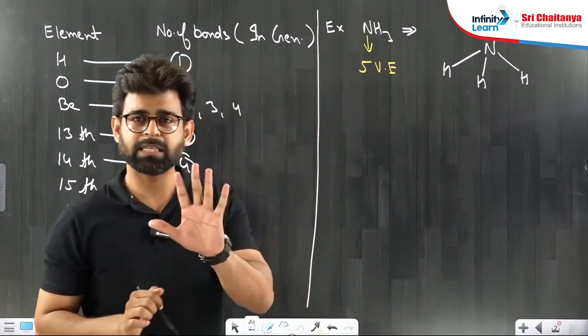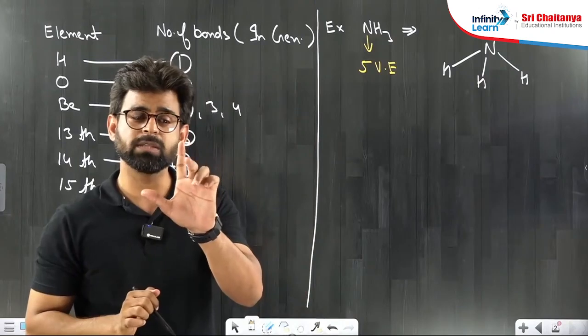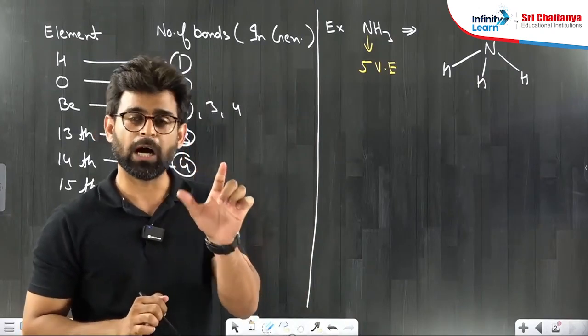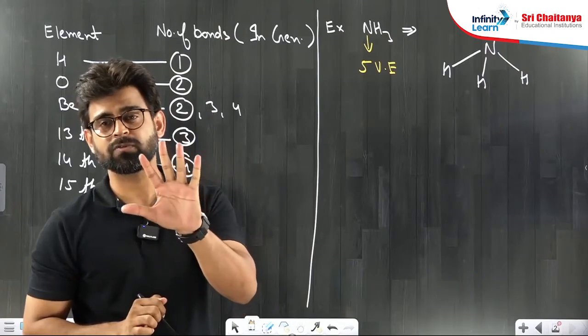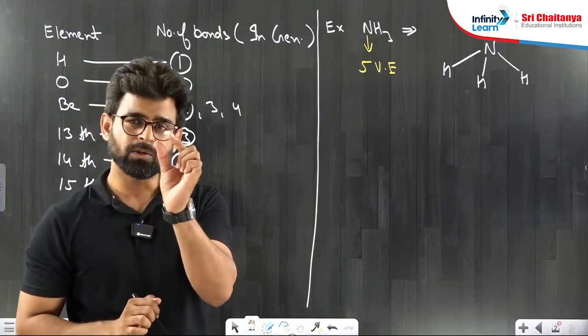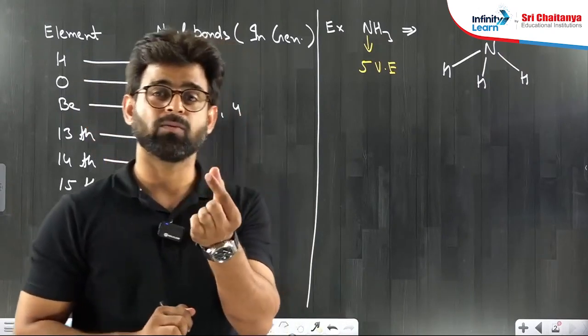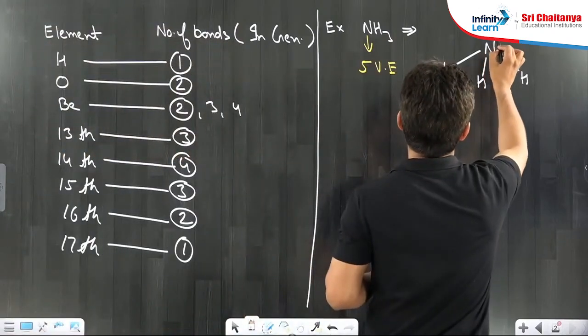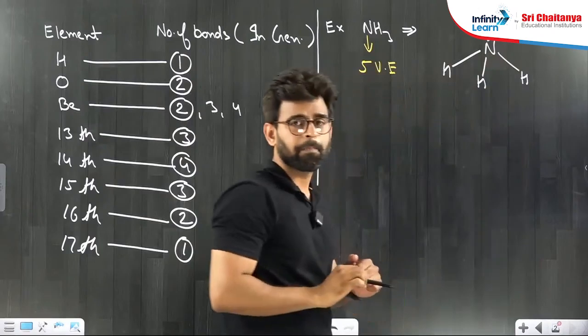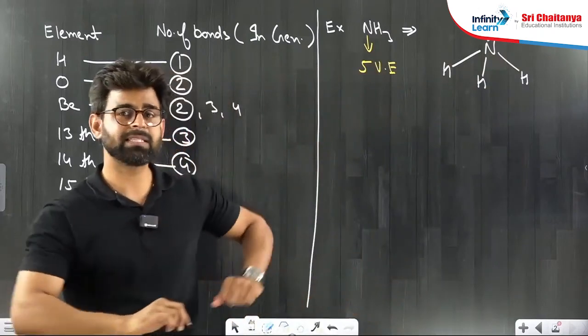Out of five valence electrons of nitrogen, three are used in making bonds. So how many remaining? Only two remaining. Out of five valence electrons of nitrogen, three used in bonding, two remaining, these two become what? One lone pair. Okay, that's it. Very easy part. Clear?